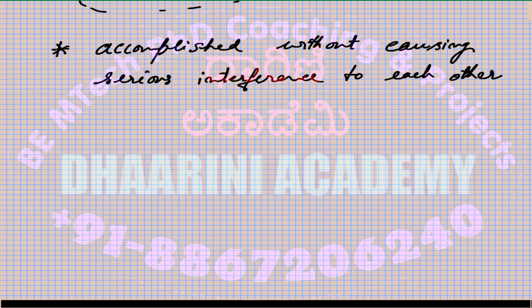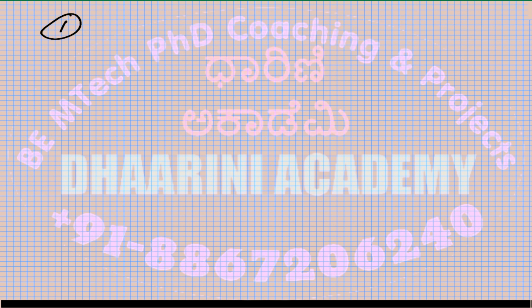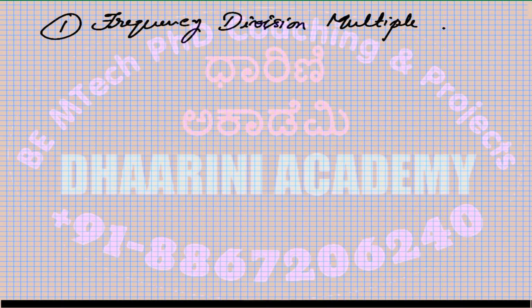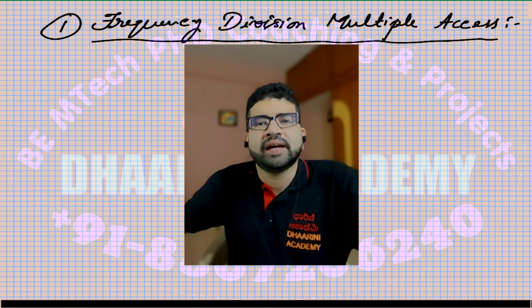Okay, so this is the very rough idea about the multiple access techniques. So basically, we have four different techniques using which we can achieve the multiple access. All right. So the first technique is called the FDMA, or the frequency division multiple access, and the short form for this is FDMA.